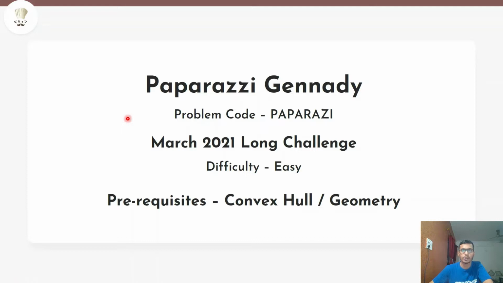The problem that we are going to solve today is Paparazzi Gennady. The problem appeared in March Long challenge and has a difficulty level of easy. The prerequisites for this problem are convex hull and geometry. But don't worry, if you are not aware of convex hull, you can still go through the video and understand the convex hull part just for the implementation. You might also need to revise some basic concepts of geometry before we implement the solution. Also, I'll be linking Nishchay Manwani's introduction to convex hull video in the description, so you can go over there and learn the prerequisites if needed.